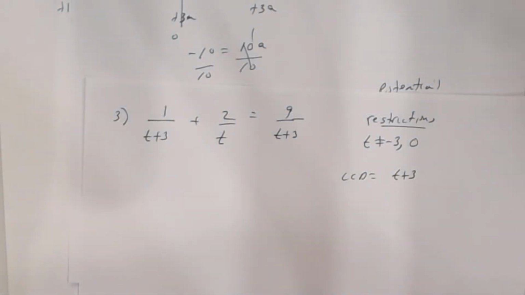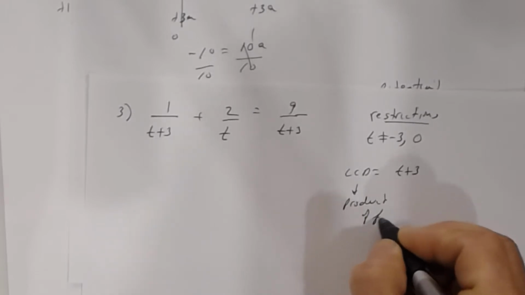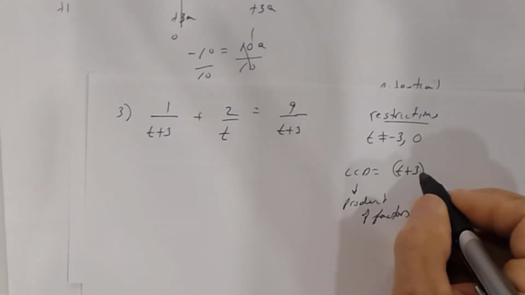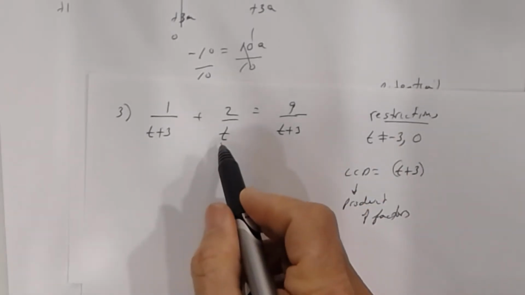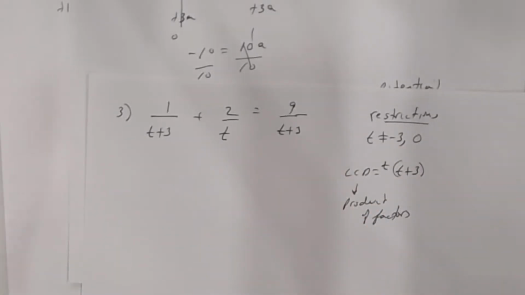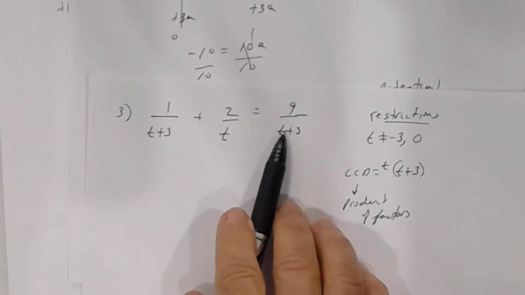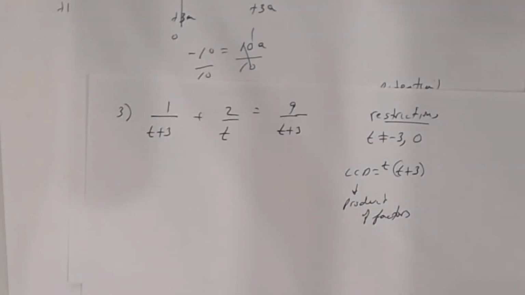Your LCD is the product of factors. So t plus 3 is a factor. That has to be multiplied, notice the parentheses, by the monomial factor, which is what? T. Okay, let's talk about the next one. If I want this to be a 1, I've also got to multiply by what? T plus 3, which I already have. So your LCD is the product of what two factors? T and t plus 3. All right, so that's your LCD, t times t plus 3.